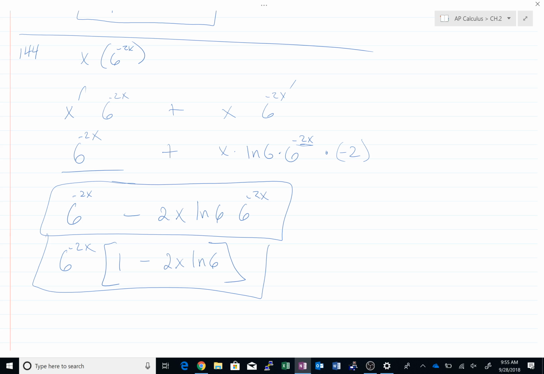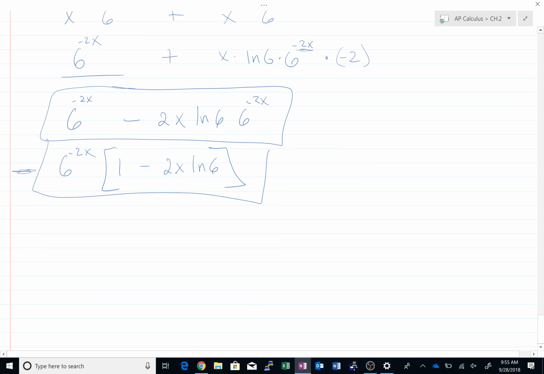I prefer don't do that. The only time I want fractions is if it's a base of x and you've got a negative power like that. Generally, we kind of leave it like that. Let me see how the book left it. Hold on, 144. They left it just like this. They did factor out the 6 to the negative 2x, but they left it as 6 to the negative 2x. They did not clean it up. Okay?